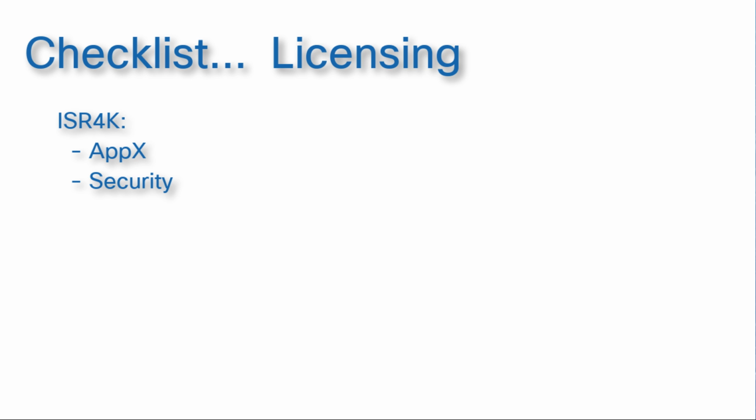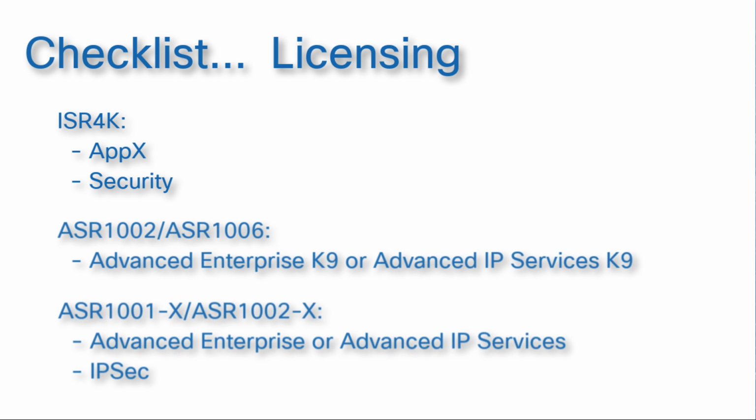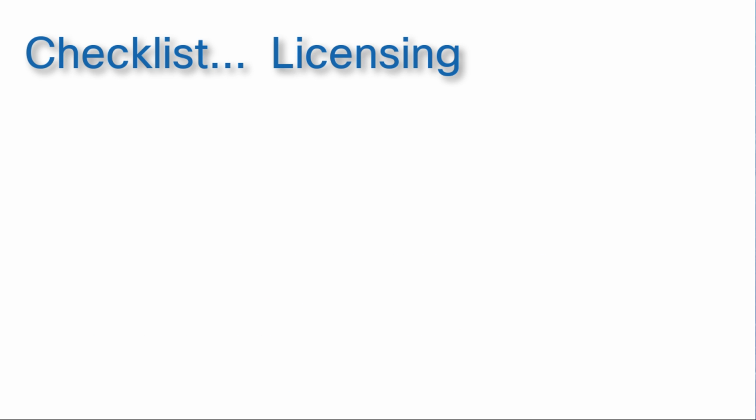First, ensure that you have the correct license installed on your branch BR and master controller. For an ISR 4K, you'll want the application experience and security licenses. If you're running ASR 1Ks, you'll want the advanced enterprise or advanced IP services software feature set, with or without the IPsec license, depending on your platform. And again, if you purchased your routers using Cisco WAN Foundation, you're entitled to the necessary licensing. Just make sure that it's installed.